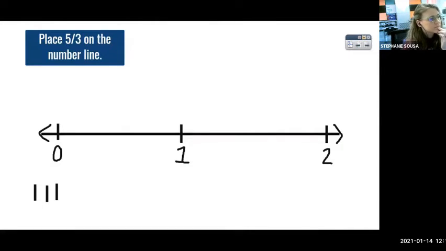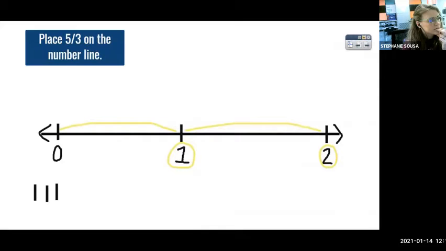When dealing with fractions that are greater than 1, the first thing we need to do is identify the whole. I notice my first tick mark is 0, and 1 whole is right here. This space between 0 and 1 is 1 whole. If I continue on the number line, I notice my next tick mark is 2. The space between 1 and 2 is another 1 whole.